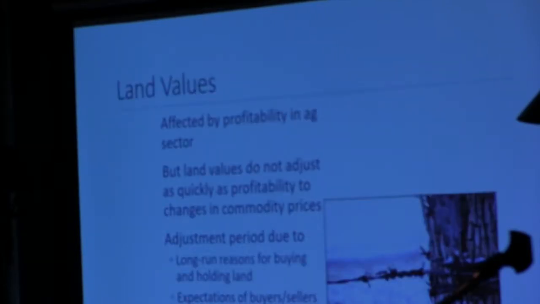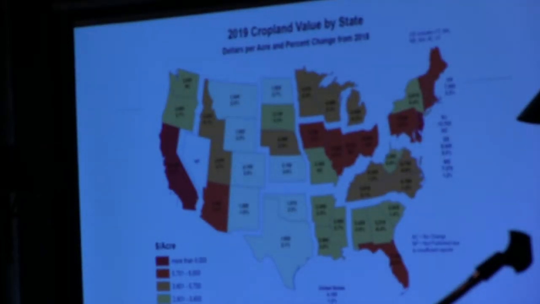Let's talk land values, because that's what happens. Land values are a carryover of what we can afford to pay for ground. USDA said that from 18 to 19, our land values went up by 4.9%. I disagree with that number. I will show you some numbers in a minute that suggest that at best it was flat.